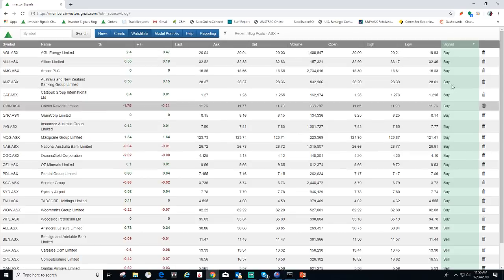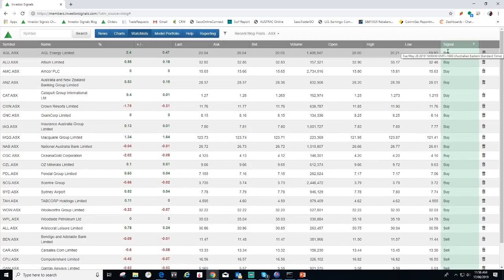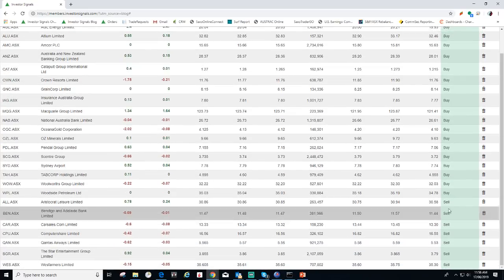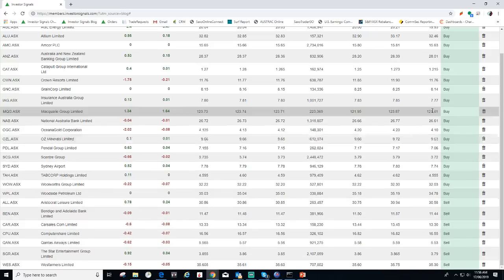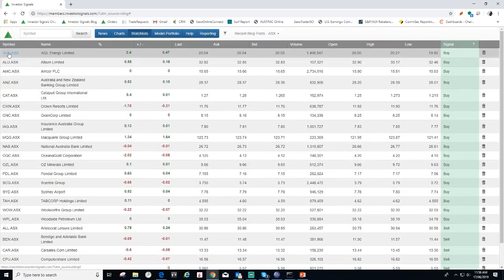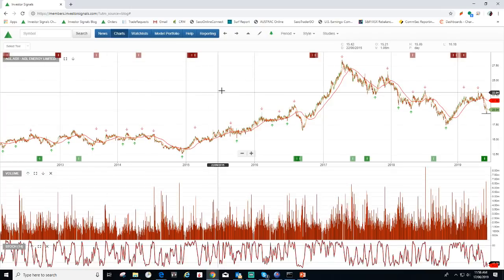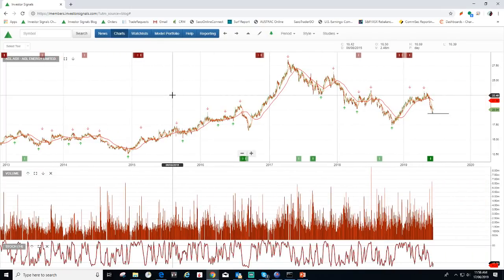Organize them in buy or sell order. So I'm going to get the buys to the top, and you can see there that the sells are at the bottom. So buys at the top, I'm going to click on that stock, and then we're going to go through these. So AGL's one I think you can have a think about.